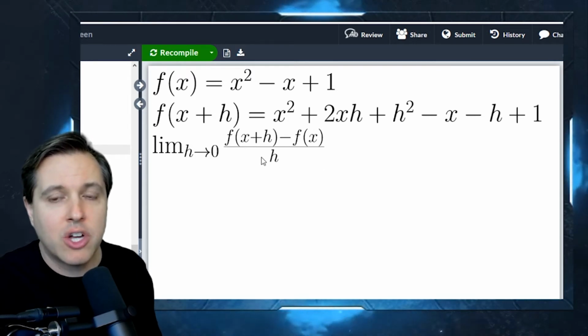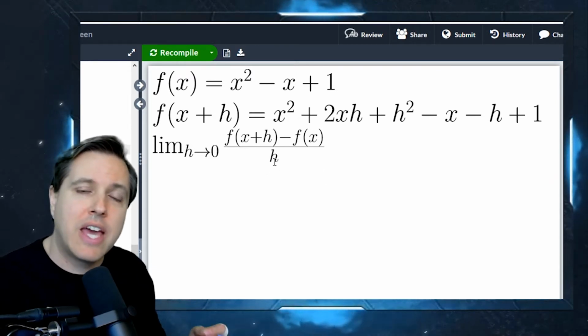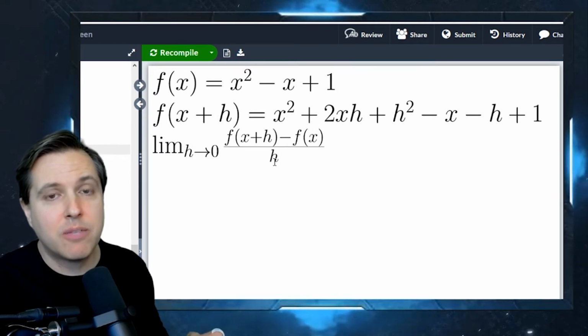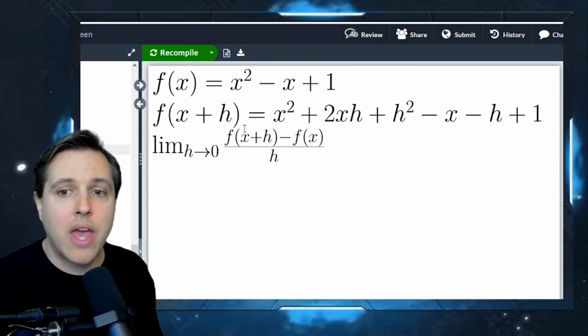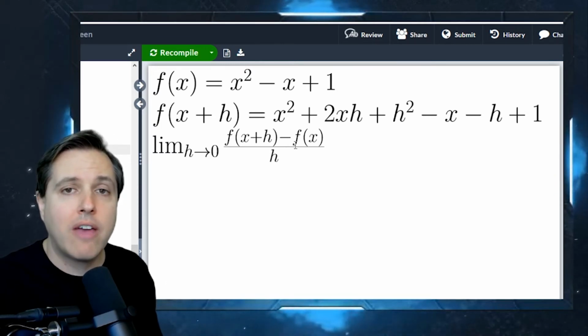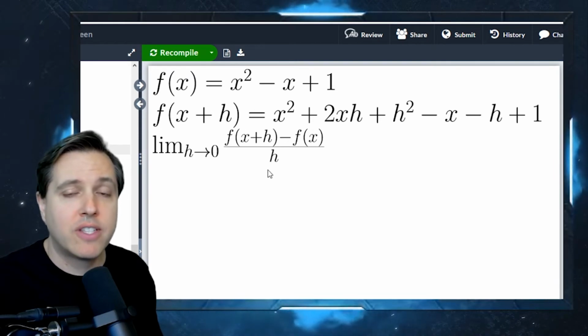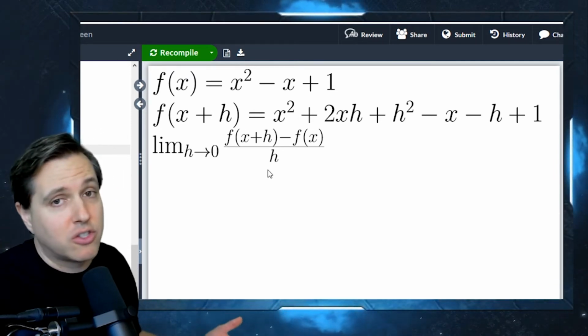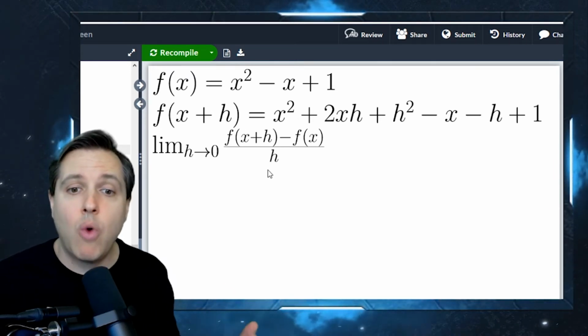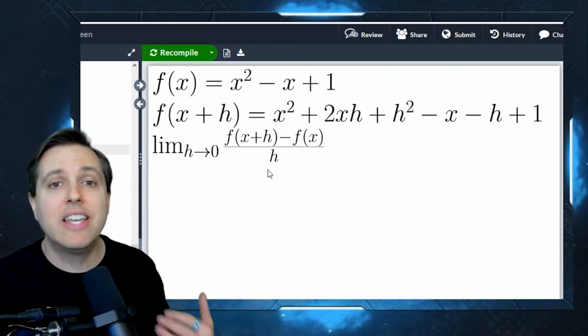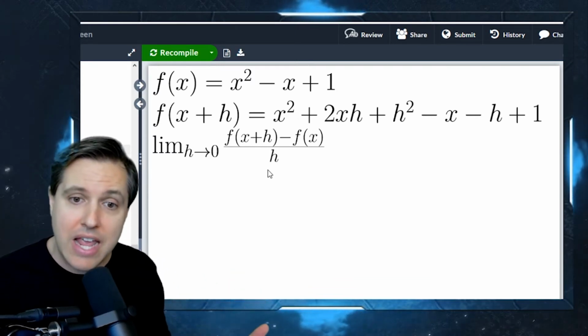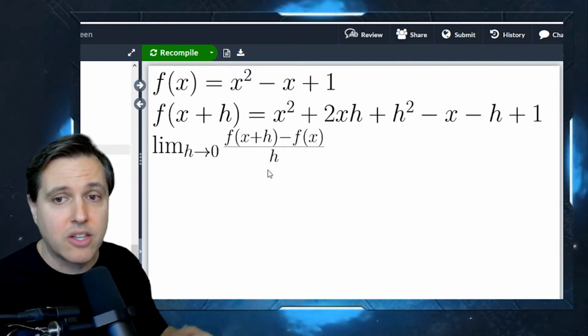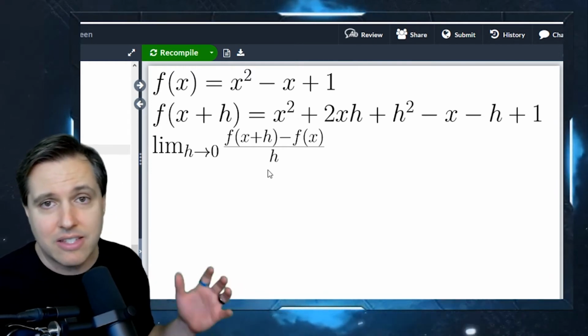And what is this h on the bottom? If you think about it, that h is actually the distance between our x values. So what do we have on top? We have a difference in our y values. On bottom, we have a difference in our x values. It's just the slope. And that's exactly why we're using the derivative in this case, is to find the slope of the tangent line. That's the whole reason we're doing this. So it actually makes a ton of sense, right?